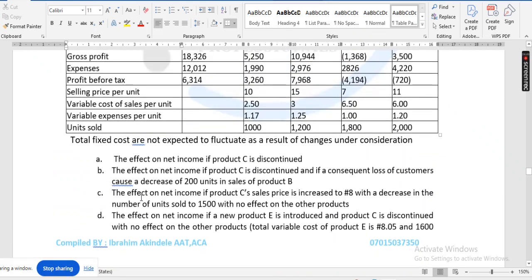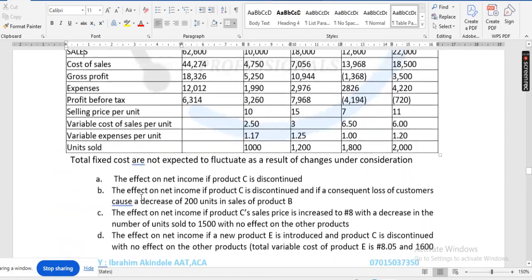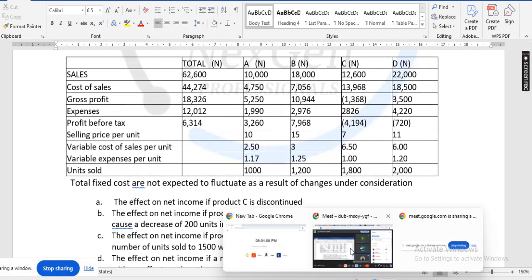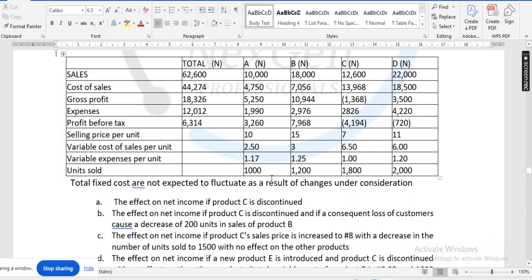So what is the next question, please? The next question is the effect on net income if product C is discontinued. What will be the effect on net income if product C is discontinued? You discontinued product C. What will be the effect? The first one is the effect is that it will increase the profit by 900 naira. Now, the second one is the effect on net income if product C is discontinued and if a consequent loss of customers causes a decrease of 200 units in sales of product B.